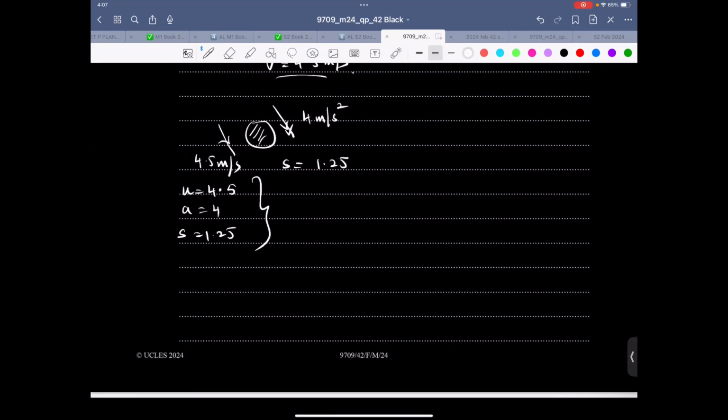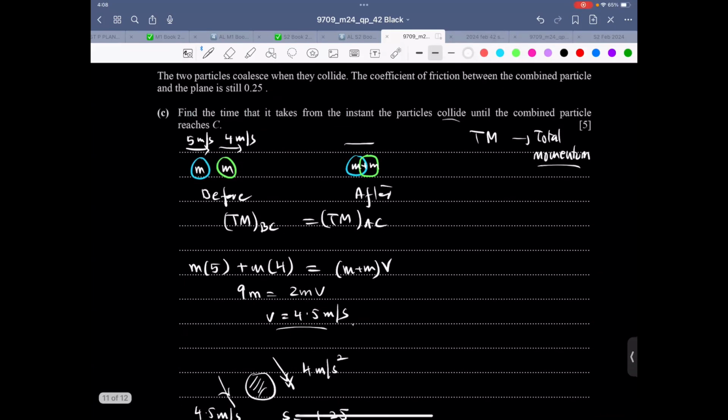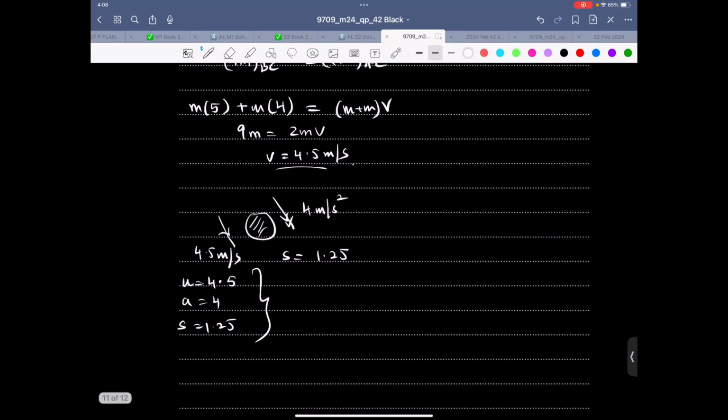So V square is equal to U square plus 2AS. That can be done. Does it need the speed also? No, they are not asking for the speed. But I can still calculate V also. V square is U square, which is 4.5 square, plus 2 into 4 into 1.25. So V square is coming out to be 30.25. Therefore, V comes out to be 5.5 meters per second.